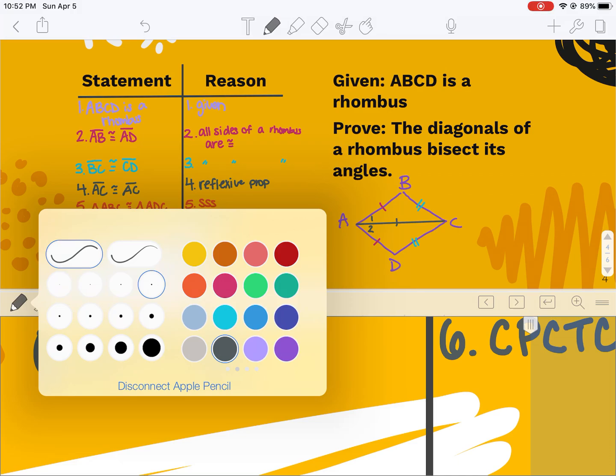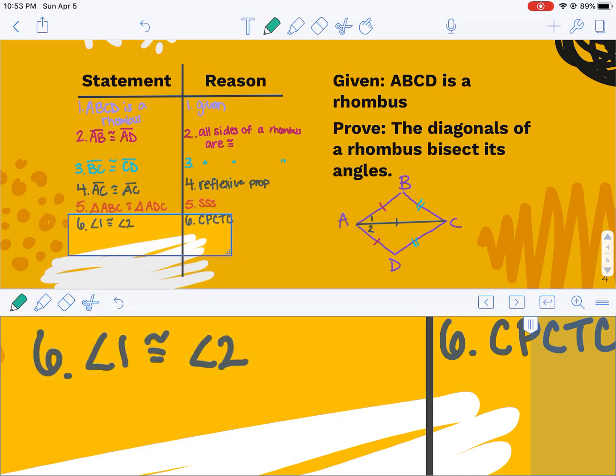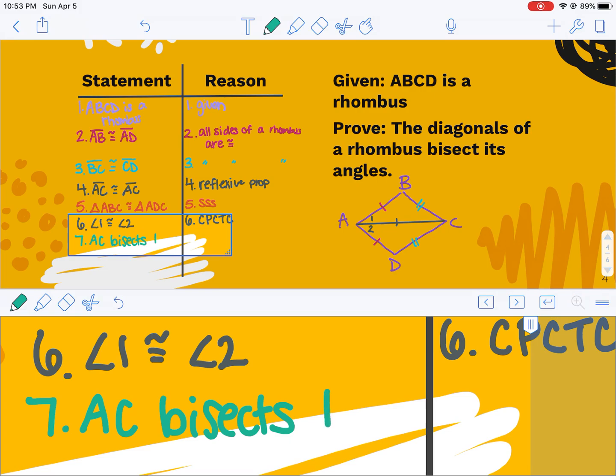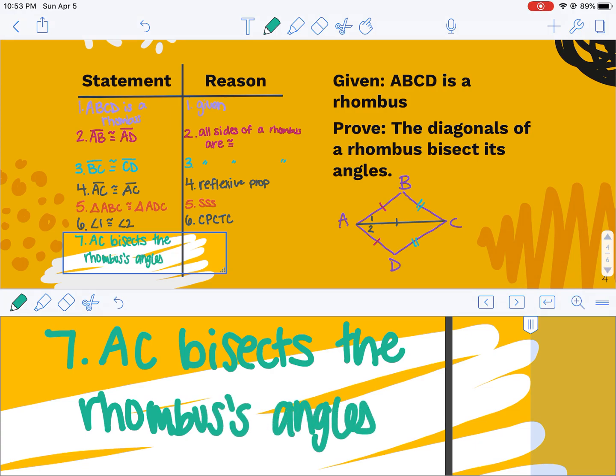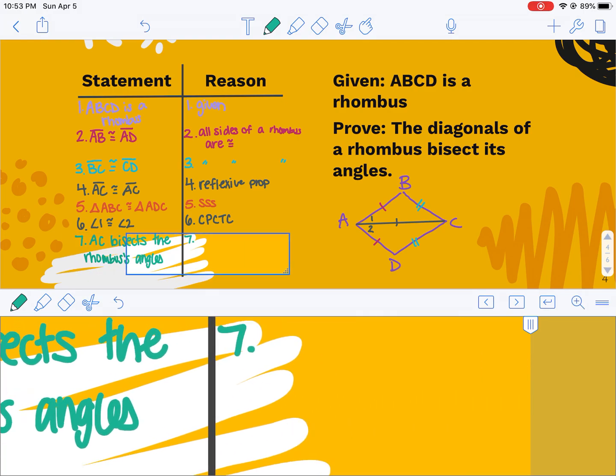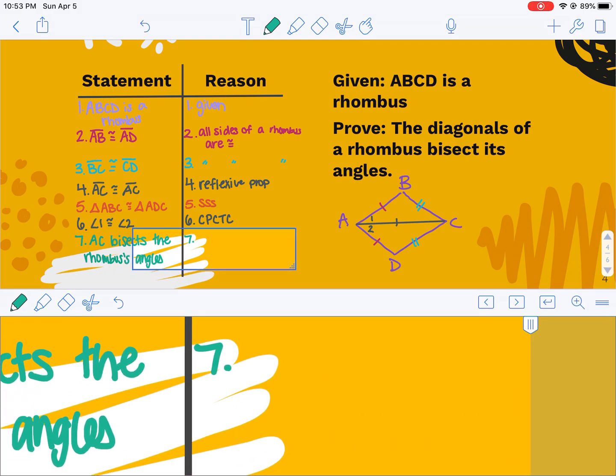But we're not done yet because we were not asked to prove that the angles were congruent. We were asked to prove the diagonals bisect the angle. So now I can say AC bisects the rhombus's angles because I can say angle 1 is congruent to angle 2, or definition of angle bisector.